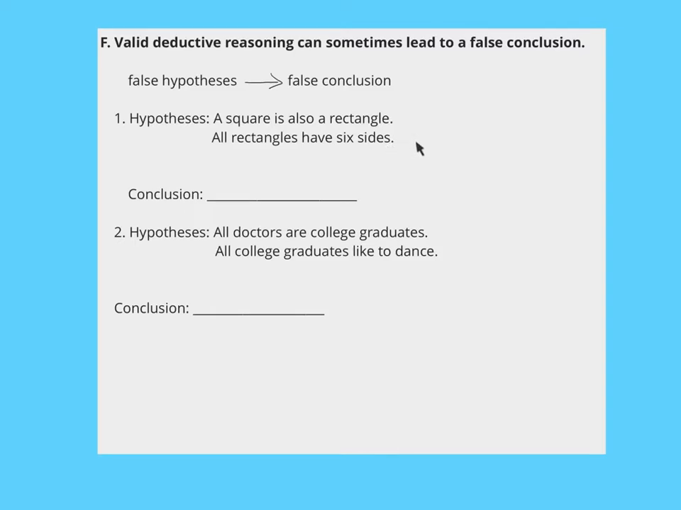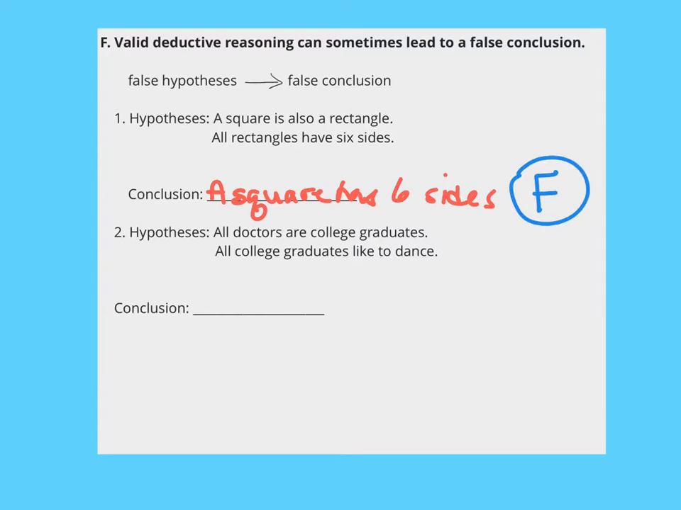So if we use valid deductive reasoning and link together the fact that a square is a rectangle and that rectangles have 6 sides, the conclusion we would come up with is that a square has 6 sides. Now we know that that conclusion is false. But if we follow the deductive reasoning and assuming that those hypotheses are true, that would be the conclusion we end up with. The same is true if we look at example 2.